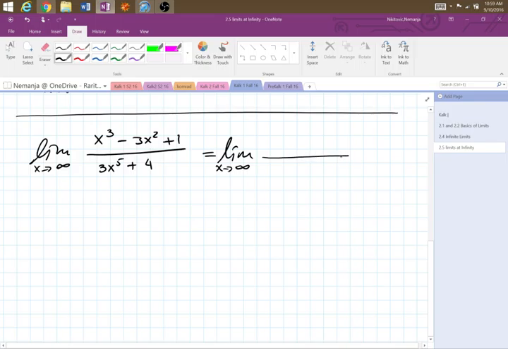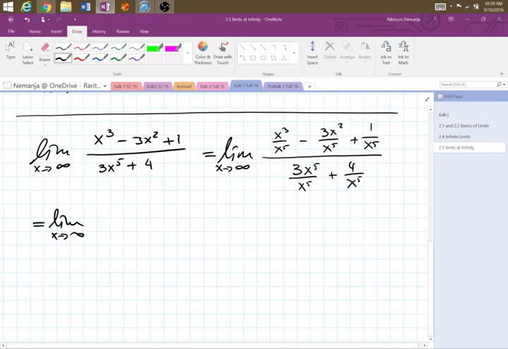Now, what is the cool way to do this? We pick out the largest exponent for the entire problem. What would that be? X to the 5. Okay. And we divide every single one of the terms by x to the 5. So we have x cubed divided by x to the 5 minus 3x squared divided by x to the 5 plus 1 divided by x to the 5. Then we have 3x to the 5 over x to the 5 plus 4 divided by x to the 5.